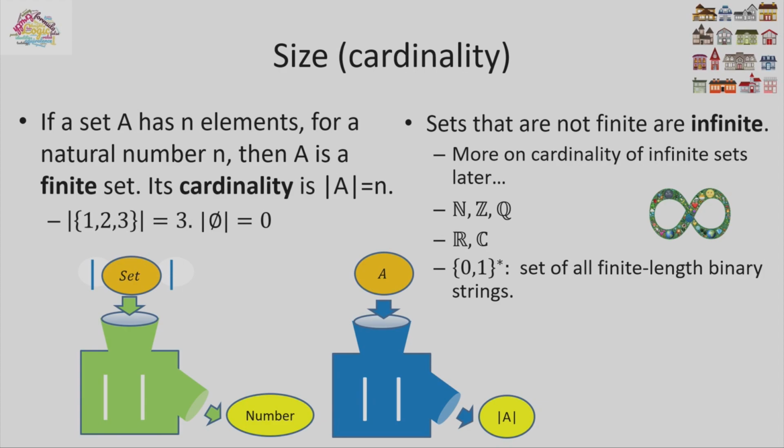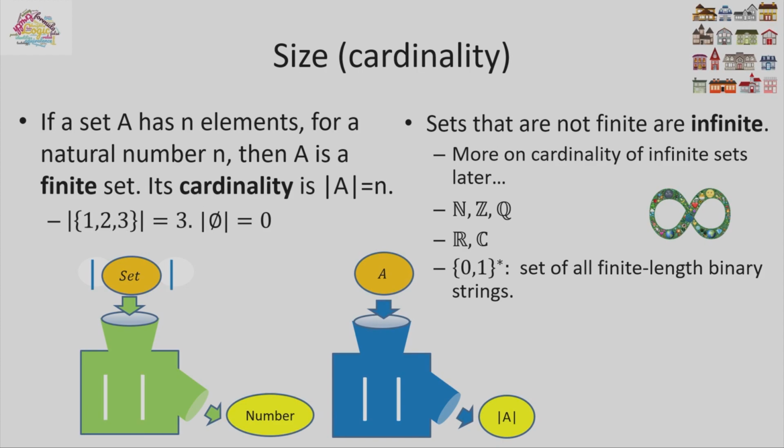So for example, if you have a set like this set {1, 2, 3}, it has 3 elements in it, so its cardinality is 3. If you have an empty set, it has nothing in it, so it has 0 elements in it. Its cardinality would be 0.